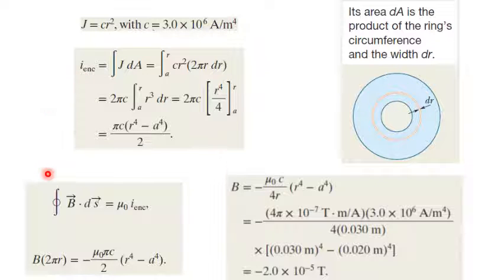Let us go back to Ampere's law. The integral of B dot ds would equal mu naught I enclosed. So B multiplied by 2 pi r would equal mu naught multiplied by I enclosed, which is pi C r to the power 4 minus a to the power 4 over 2. Now let us calculate these values. C is 3.0 multiplied by 10 to the power 6, mu naught is 4 pi multiplied by 10 to the power minus 7.